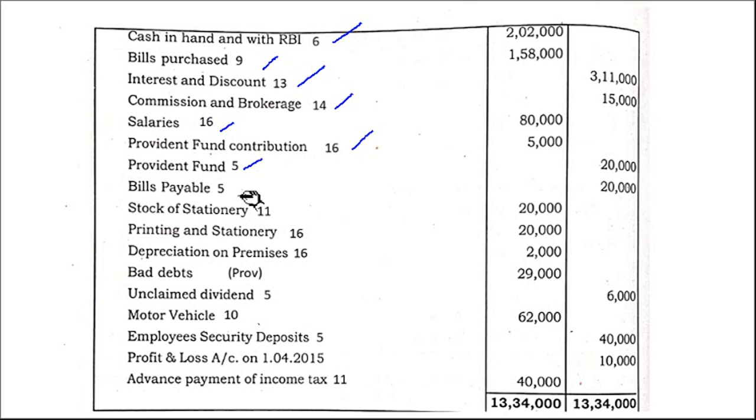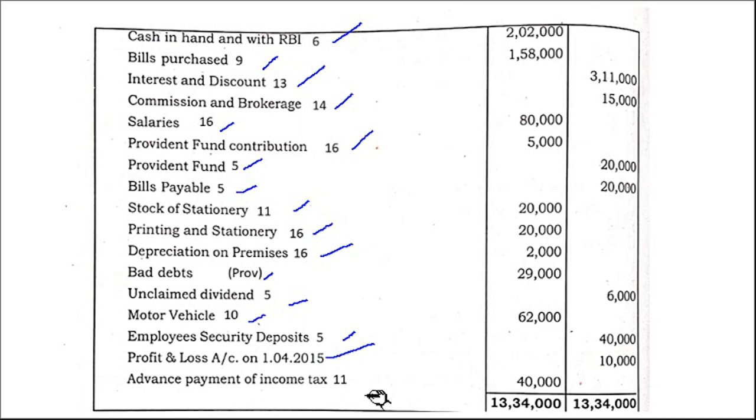Then bills payable, other liabilities and provisions. Stock of stationery, other assets. Printing and stationery. It comes under operating expenses 16. Depreciation on premises, operating expenses 16. Bad debts. Bad debts we are writing under provisions. Unclaimed dividend, other liabilities and provisions. Motor vehicle, fixed assets 10. Employee security deposits, other liabilities and provisions. Profit and loss account. This we are writing in the profit and loss account.